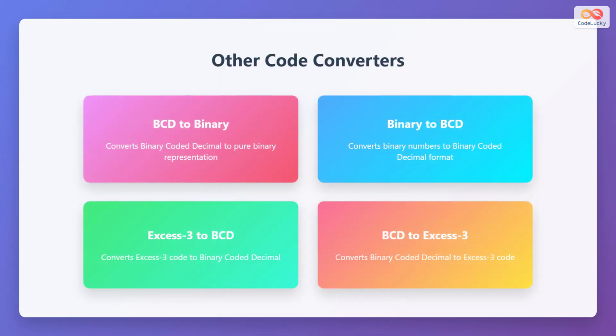Apart from binary to gray and gray to binary converters, there are several other code converters used in digital logic design. These include binary coded decimal to binary converters, which convert BCD code to pure binary form. Binary to BCD converters, which perform the reverse operation. XS3 to BCD converters, which convert XS3 code to binary coded decimal. And BCD to XS3 converters, which convert BCD code to XS3 code.